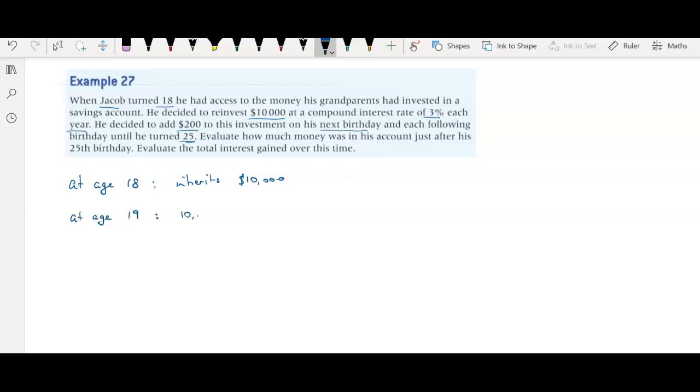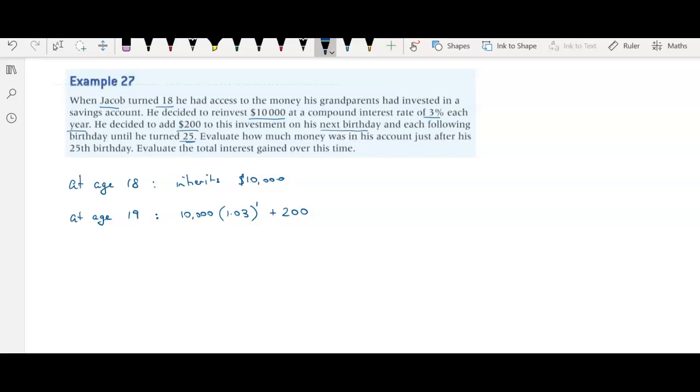His $10,000 has earned 3%. So that's it. 10,000. He's earned 3%. It's 3% per year, and it's gone for the year. So it's to the power of 1. He then adds $200. So that's how much he has at age 19. But that's not the question. The question is, what does he get when he turns 25?